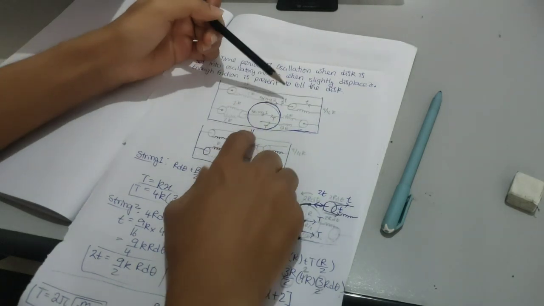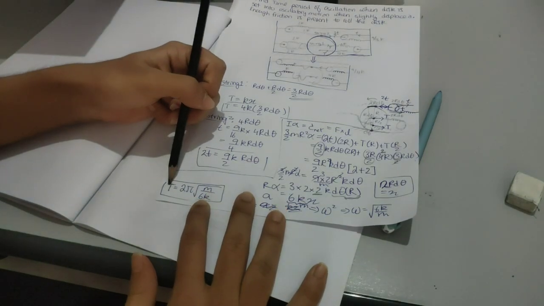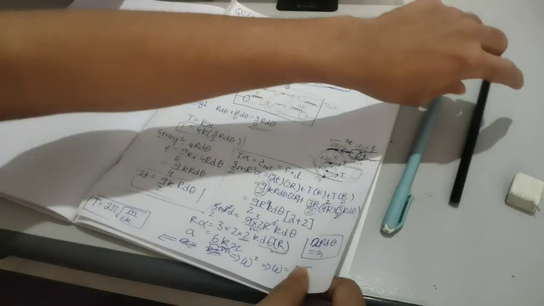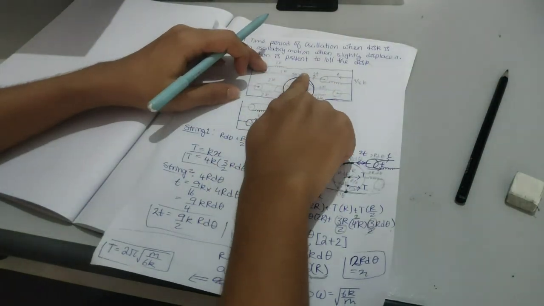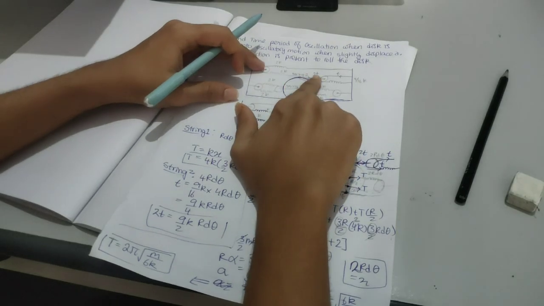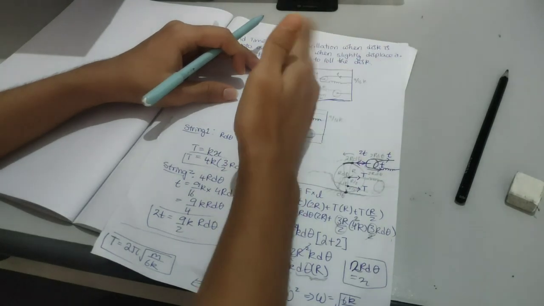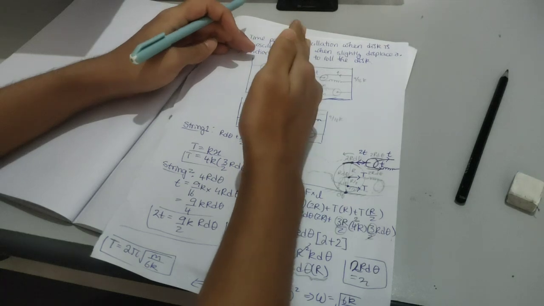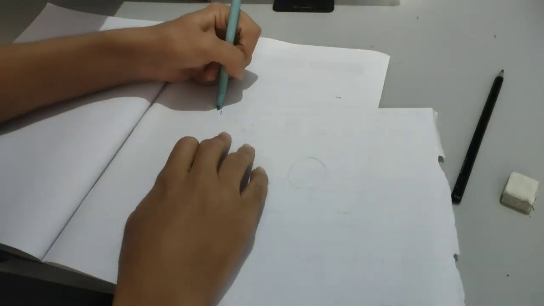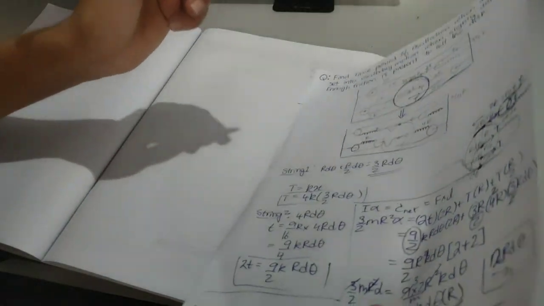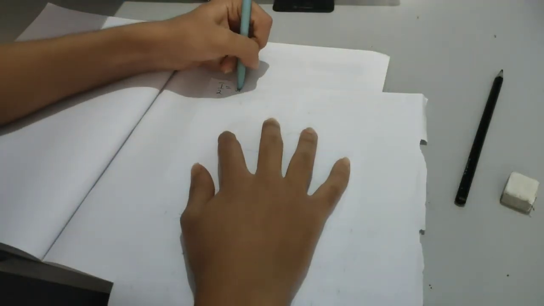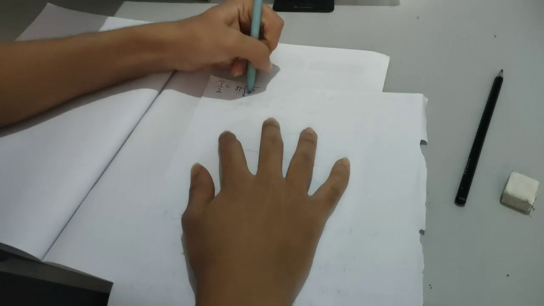So notice, this time period is for one entire oscillation, but we know that we only have to consider the time period for half of this, because the other half is going to be different. This part and this part are going to be different. So we essentially need to be considering time period by 2, which is going to be pi root m over 6k.